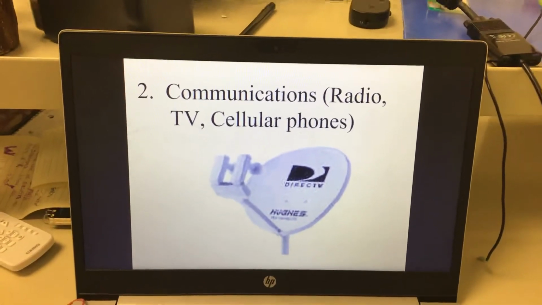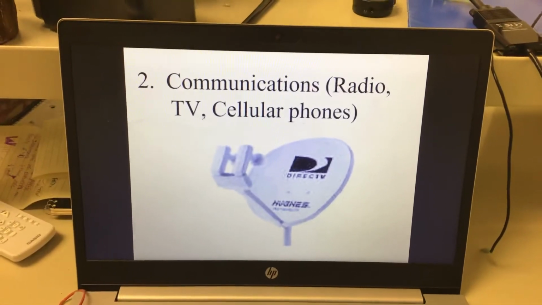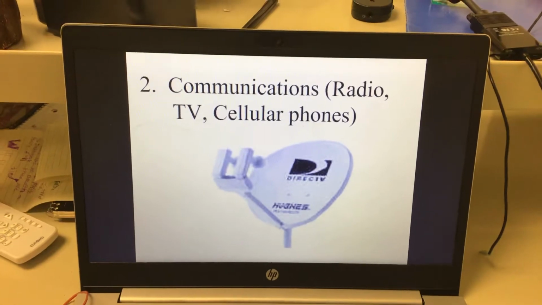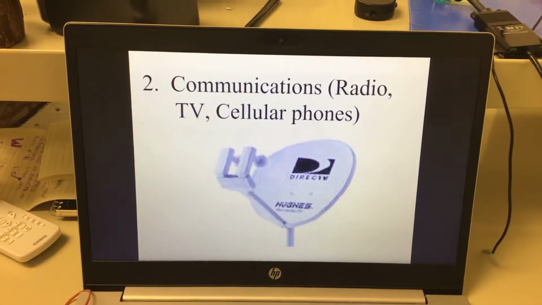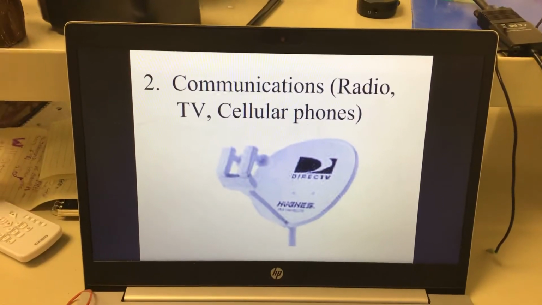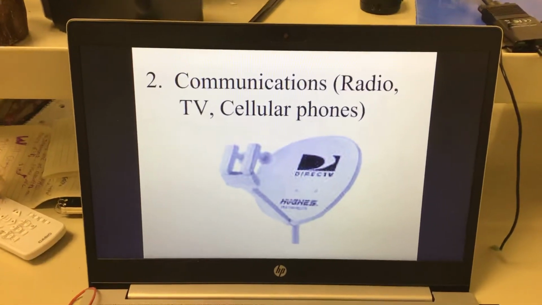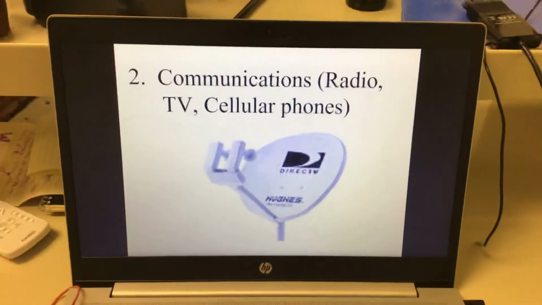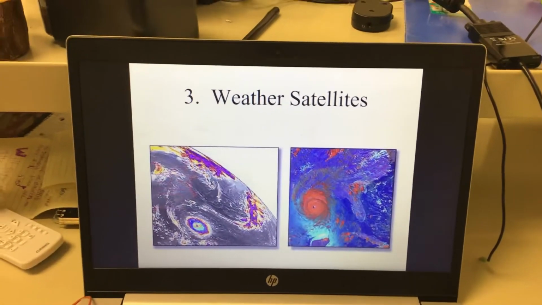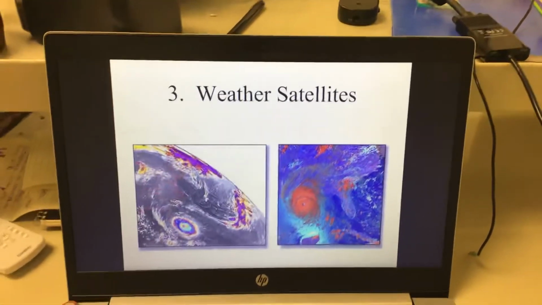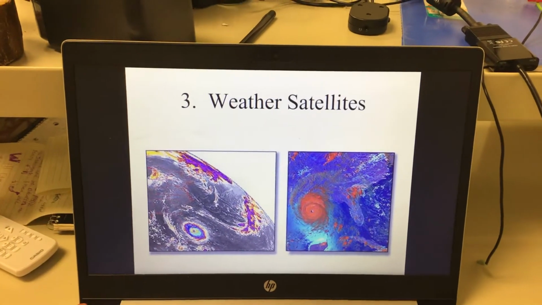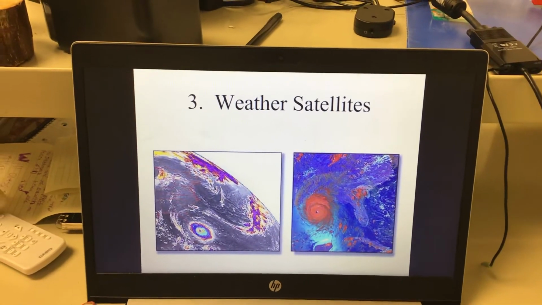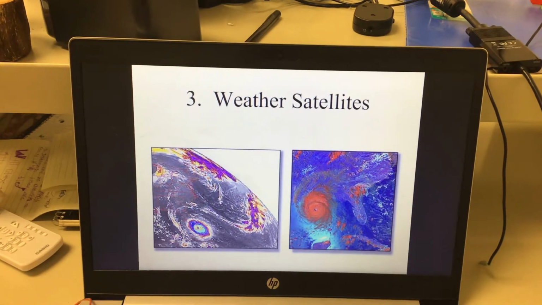So your phone, when you're looking for an address, okay, it's going to send a signal out to a satellite that's orbiting Earth, and it's going to find the coordinates and send it back to your phone and tell you where you're going. Weather satellites, you've probably seen these. According to satellite radar, or Super Doppler 5000, those are all satellite pictures.